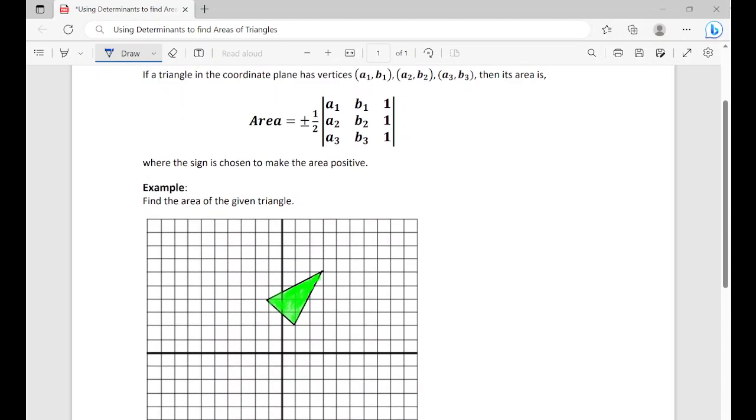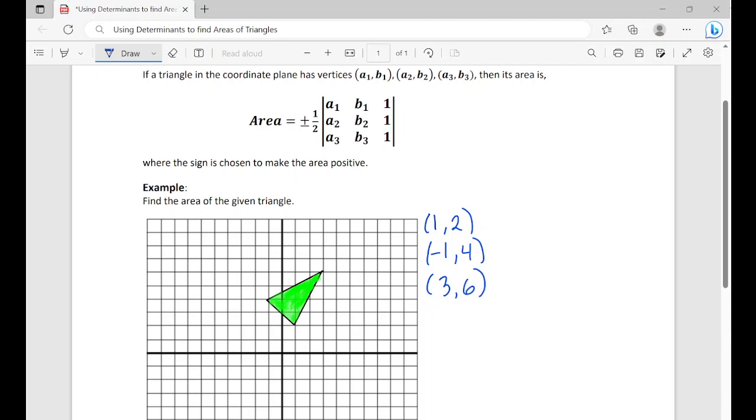So let's look at this triangle here. Now vertices are just the points of the triangle. So when I ask for the vertices, I just want to know what the ordered pairs are of the points. So the first one I have here is at 1, 2. Second one is at -1, 4. And third one here is at 3, 6.